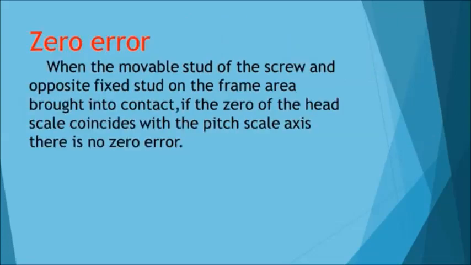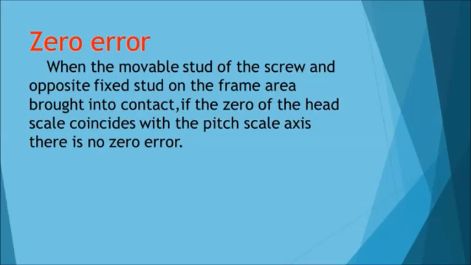Here also there may be chances of error. When the movable stud of the screw and the opposite fixed stud on the frame are brought into contact, if the zero of the head scale coincides with the pitch scale axis, there is no zero error. There are two types of errors, that is positive zero error and negative zero error.